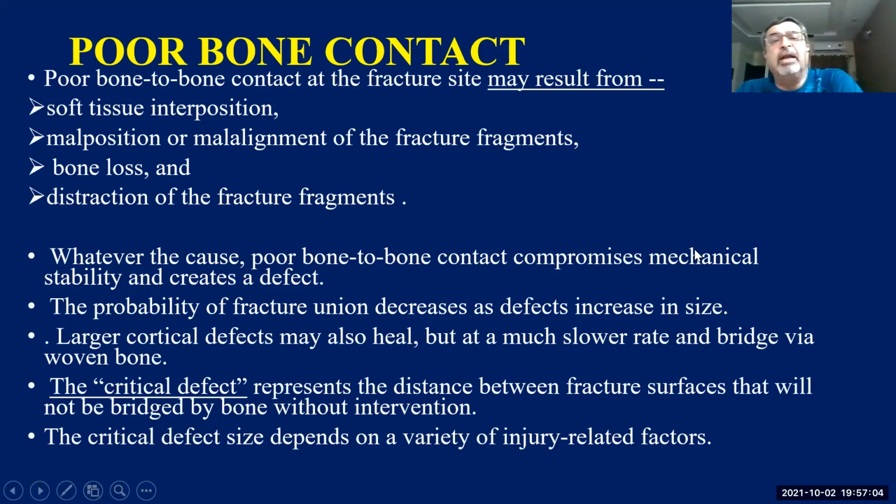Poor bone-to-bone contact at the fracture site may result from soft tissue interposition, malposition of the fragments, bone loss, and distraction. Whatever the cause, poor bone-to-bone contact compromises stability and creates a defect. The probability of fracture union decreases as the defect increases. This is known as the critical defect.